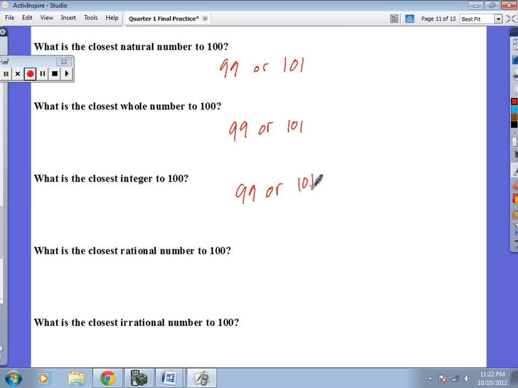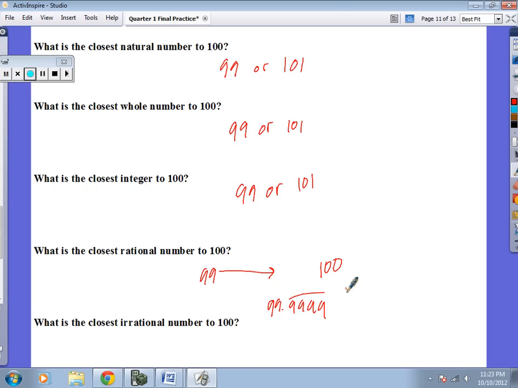What is the closest rational number to 100? If I'm approaching 100, so if I'm at 99 and I'm going to 100, between 99 and 100, there's going to be a decimal like 99.9999 with trillions and billions and zillions of these nines.